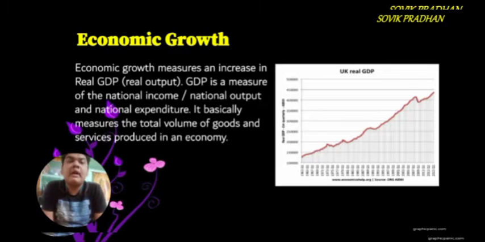Economic growth. Economic growth measures an increase in real GDP. Real output GDP is a measure of economic income, national output and national expenditures. It basically measures the total income or total volume of goods and services produced in the economy.